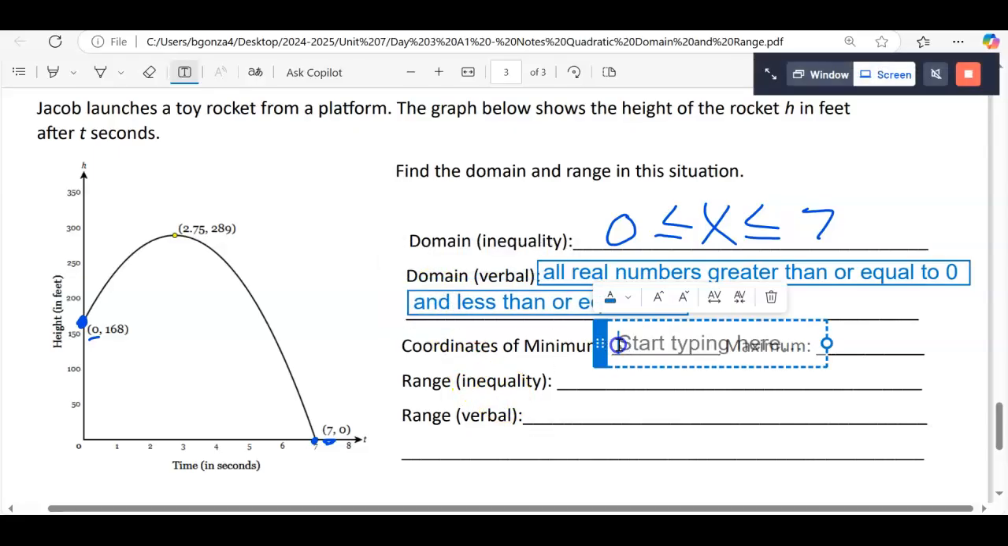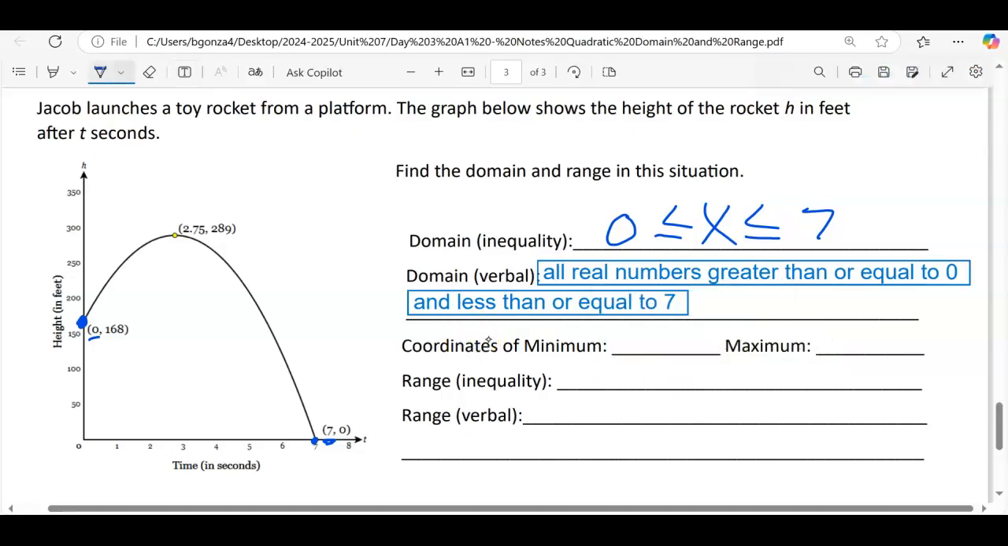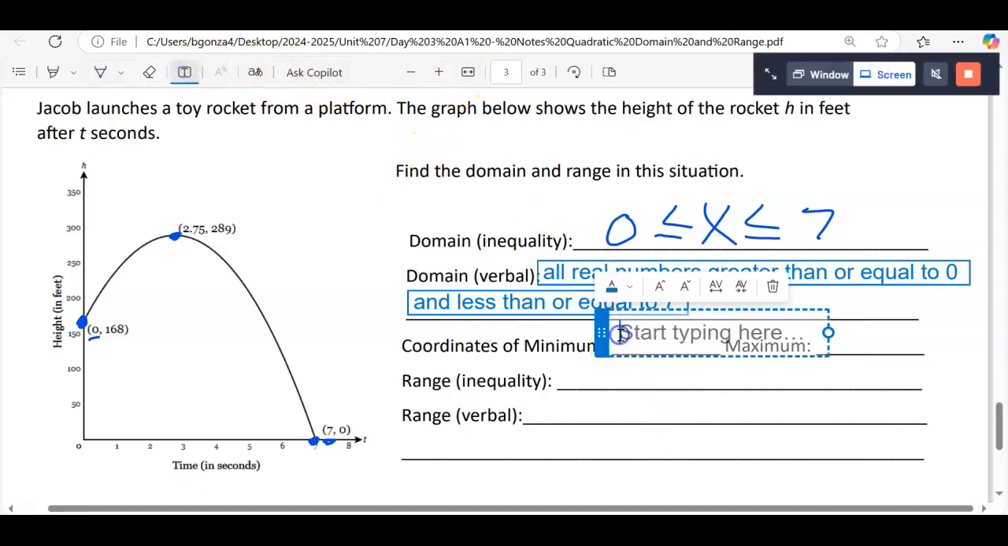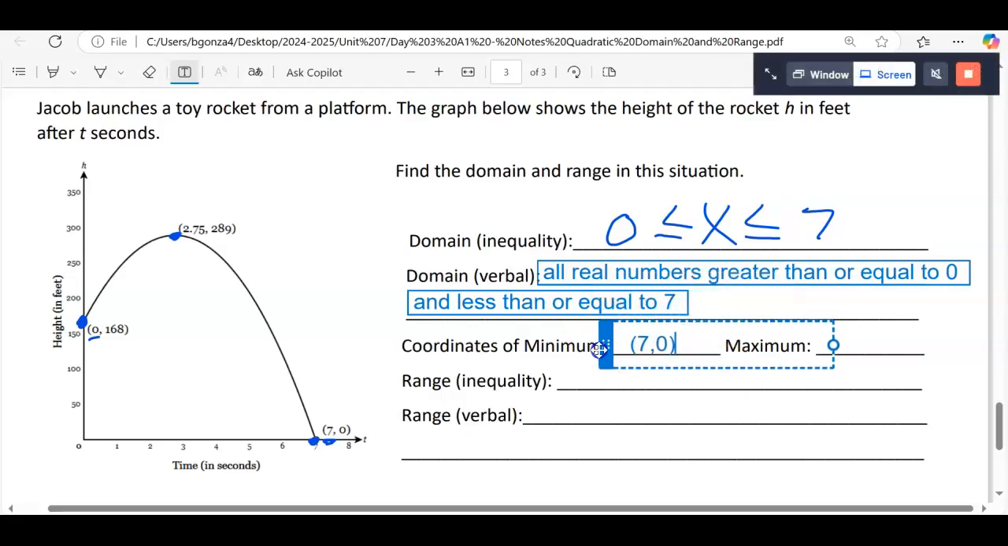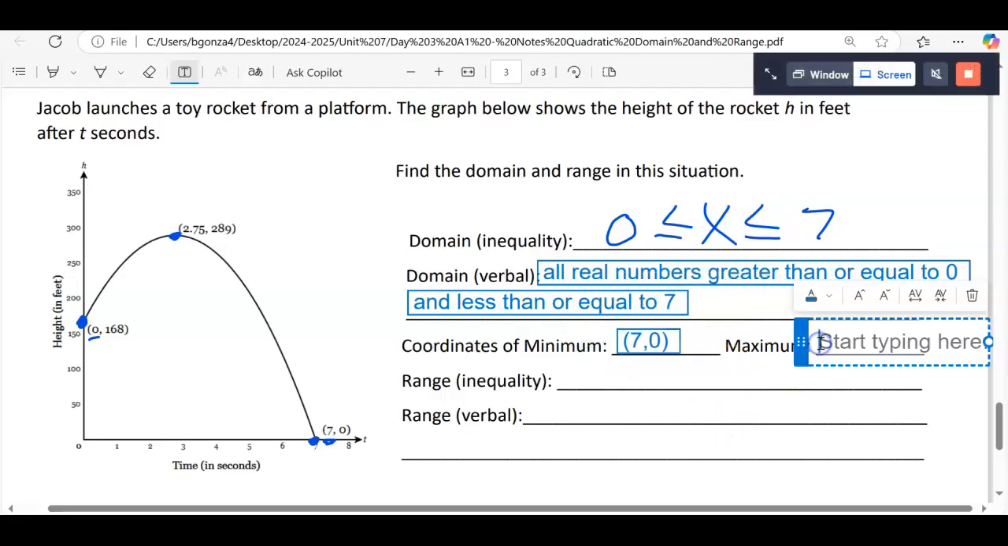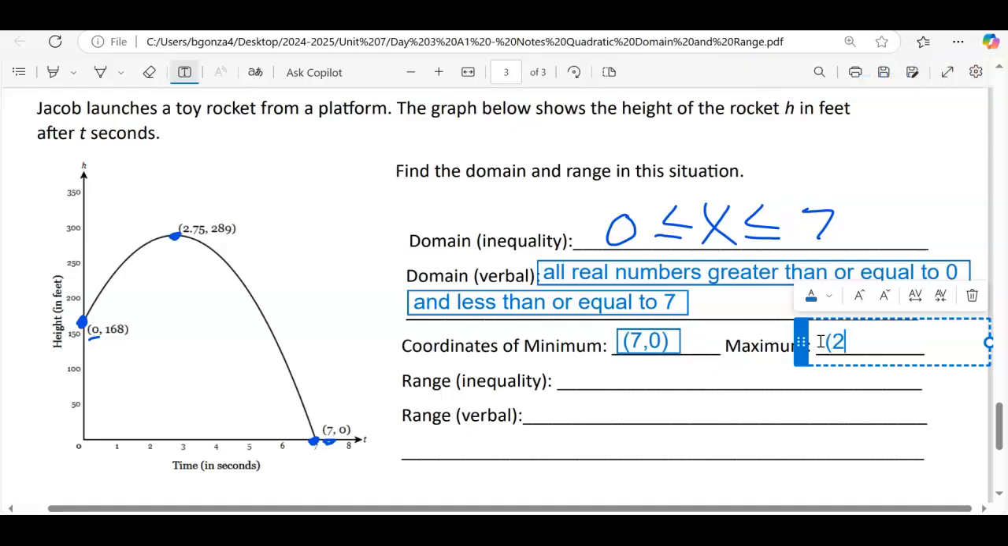Now, coordinates of the minimum, coordinates of the maximum. How far down does this go? The smallest point, the least point, the furthest down point is right here at (7, 0). And the highest point, the maximum at the very top, is (2.75, 289). So my minimum there at the bottom was (7, 0). The maximum is (2.75, 289).